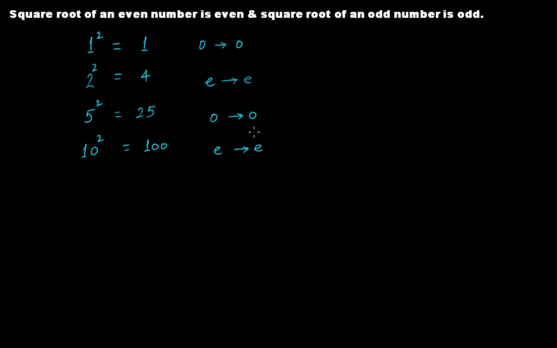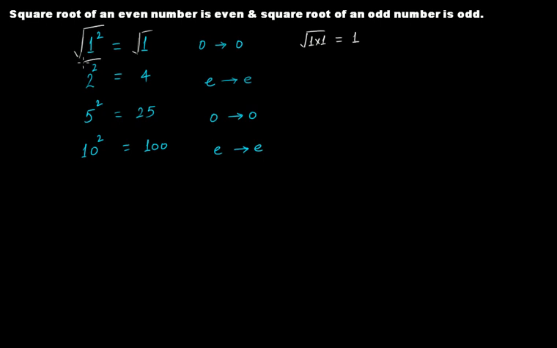So if you try to find the square root of these, we are talking about the principal square root, remember. So if you take the square root of this one, you'll get what? The square root of 1. And what is the square root of 1? The square root of 1 is actually what? 1 times 1 only. So you'll get 1, right? Same thing here. So 1 is what? 1 is an odd number. So the square root of an odd number is odd.